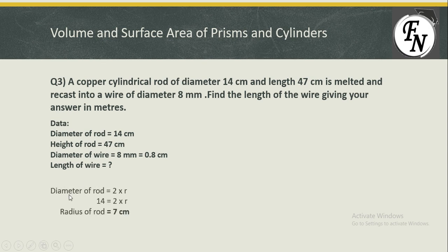So first of all, we have the diameter of the rod, that is 2r, and diameter is 14. So 2 would be divided on that side as I did earlier in this video, and we will get the radius as 7 centimeter. This is for the rod. And then we use the diameter of this wire to find the radius of the wire. That is diameter of wire 0.8 is equal to 2 into r, and 2 is divided to find the radius of wire, 0.4 centimeter.